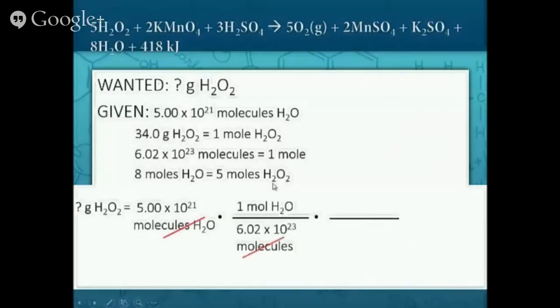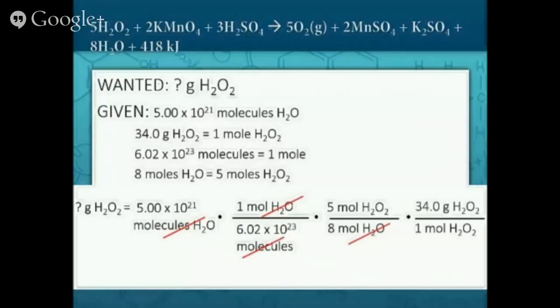Now to convert moles of water to moles of hydrogen peroxide, we know that 8 moles of water in the denominator is equal to 5 moles of hydrogen peroxide in the numerator. And then finally, to convert that to grams of hydrogen peroxide, we're going to put 1 mole of hydrogen peroxide in the denominator, which is equal to 34.0 grams of hydrogen peroxide in the numerator. We multiply the numerators together and divide by the denominators, and we get 0.176 grams of hydrogen peroxide.